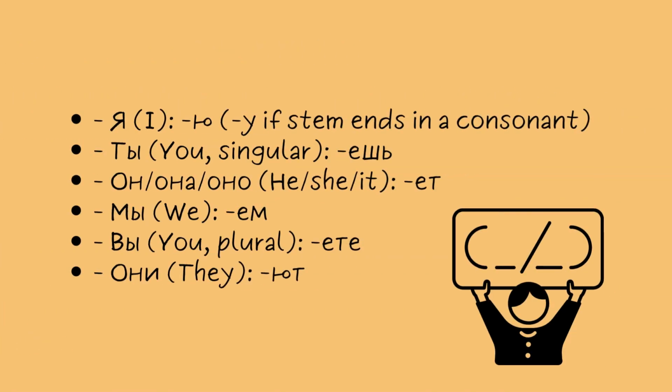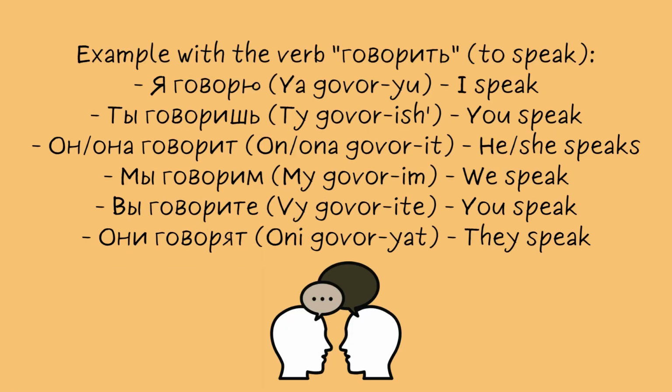Я, ты, if stem ends in a consonant, ю, ешь, он, она, оно, ет, мы, ем, вы. Example with the verb говорить, speak.